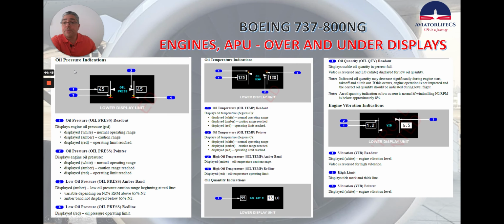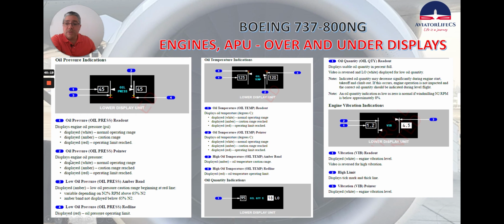So now we'll talk about the oil pressure and oil temperature indications. Before we continue, I just want you to notice that the readouts for both of them and the pointer for both of them have the same information, basically: white, normal operating range; amber, caution range; and red is the operating limit reached. So we know that number 1 and 2 for each is exactly the same, but the display for the oil pressure is indicated in PSI right here.